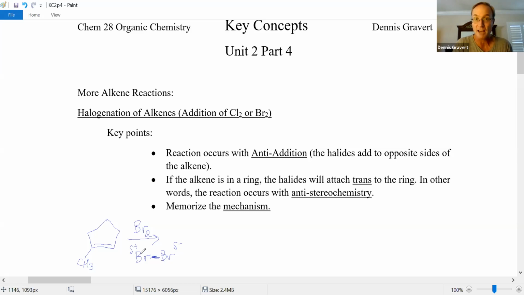Bromine on the left is slightly positive, and the lone pair says, whoa, look at that positive charge. Let's go bond with that. And that begins our mechanism.